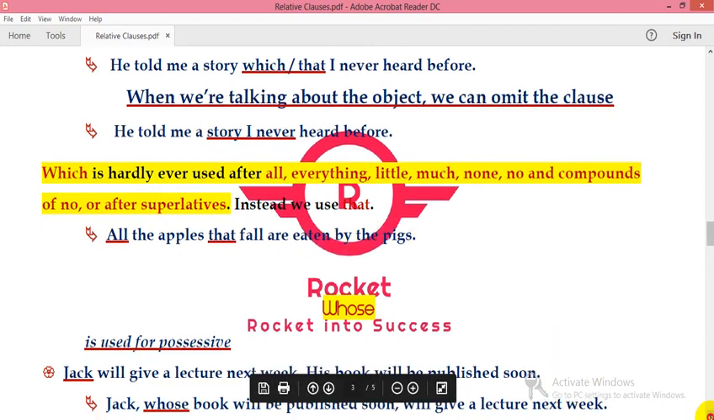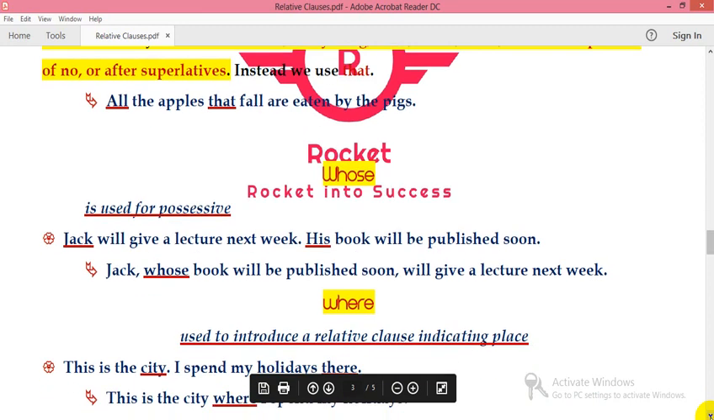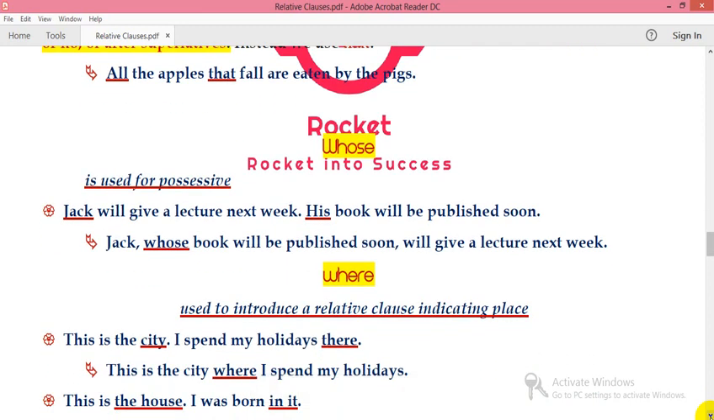Another relative pronoun we are going to study is whose. Whose is used for possessive. Jack will give a lecture next week. His book will be published soon. Jack, whose book will be published soon, will give a lecture next week.